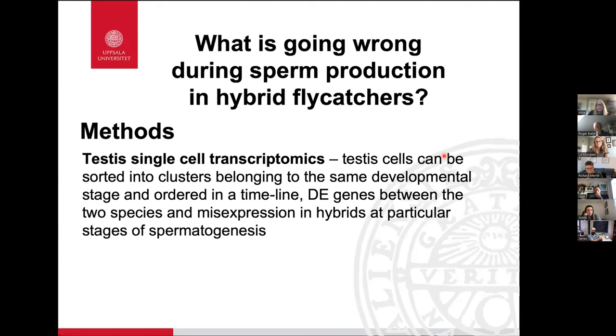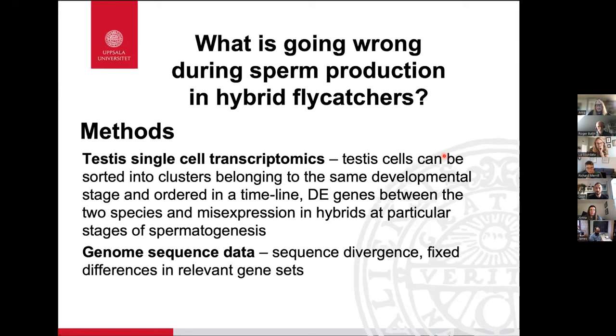Most importantly, we used single cell transcriptomics of the whole testis. And then we could divide the testis cells into different clusters belonging to the same developmental stage and order these stages across a timeline. And then we could look at each cluster in the pure species and the hybrids, and also between the two species, to look at what genes are differentially expressed between the two species and where we see misexpression in the hybrids. In that way, we could pinpoint the developmental stage where things are going wrong in the hybrids.